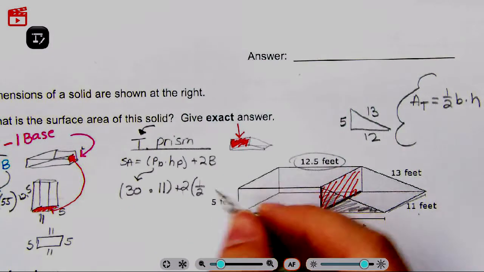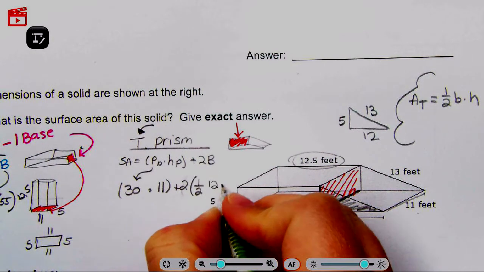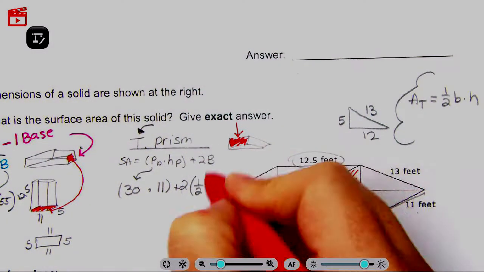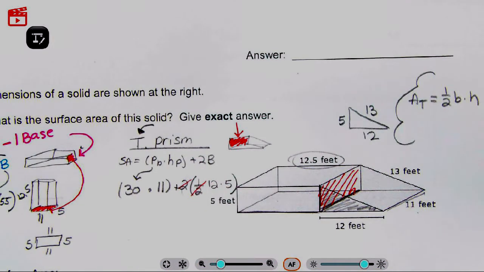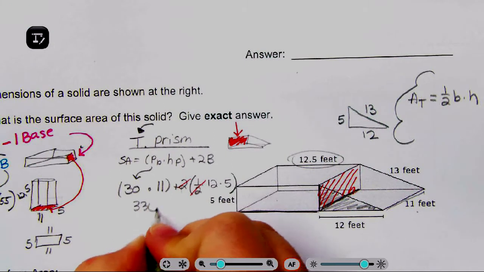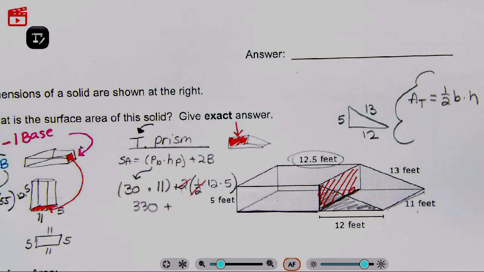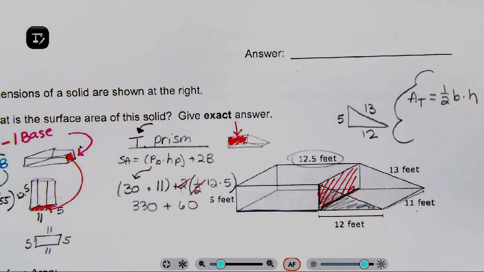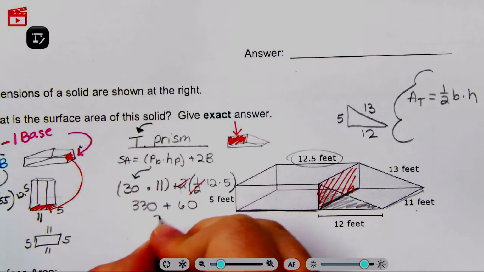All right, so then what is my base? My base is 12. What is my height? My height is 5. So my 2's get to cancel out right here. So 30 times 11, that is 330. Plus 12 times 5, that is 60. So I have 330 plus 60, which is 390.